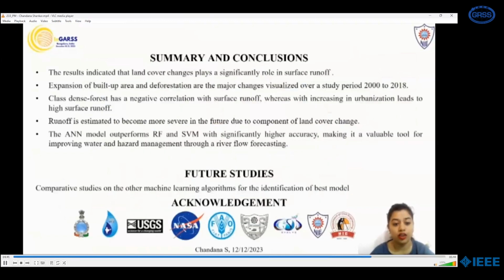All in all, the land cover classes play an important role towards the surface runoff. Majorly, the build-up and deforestation is visualized from 2000 to 2018, whereas the class dense shows a negative correlation towards the surface runoff, and with the increasing class build-up, the surface runoff will be more. As the ANN performs with higher accuracy, it can be a valuable tool for hazard and water management.